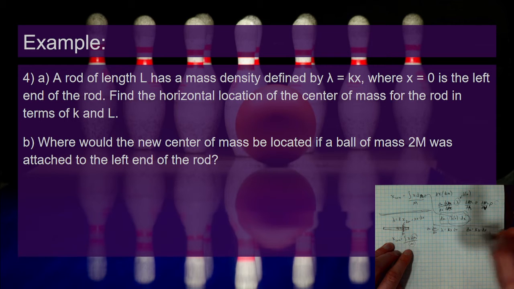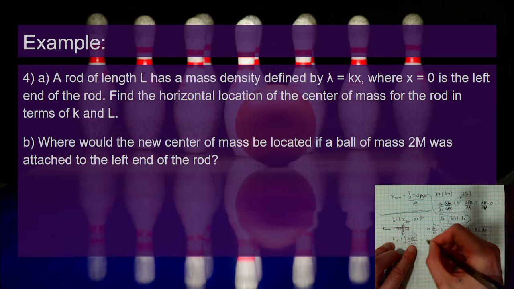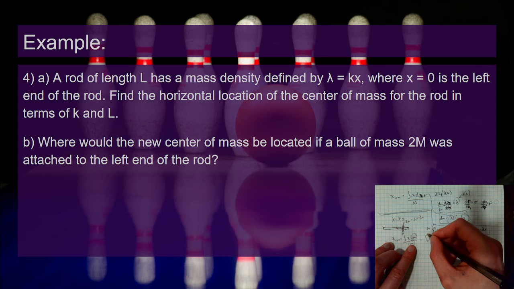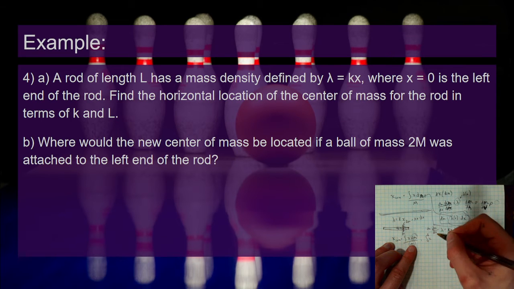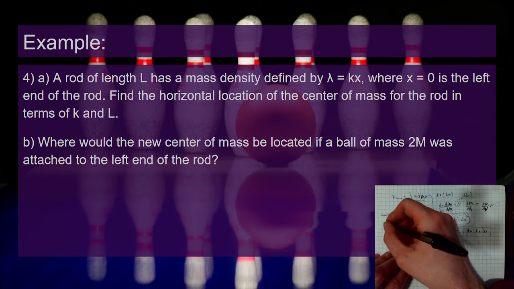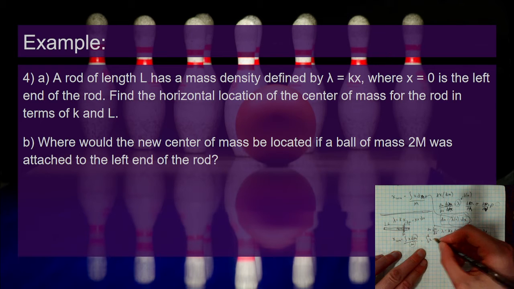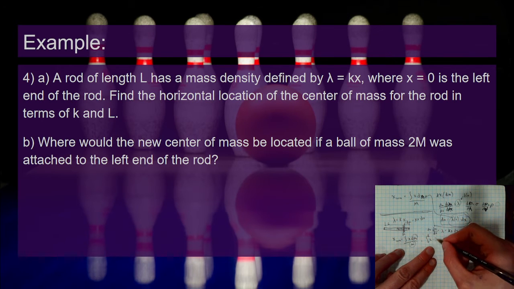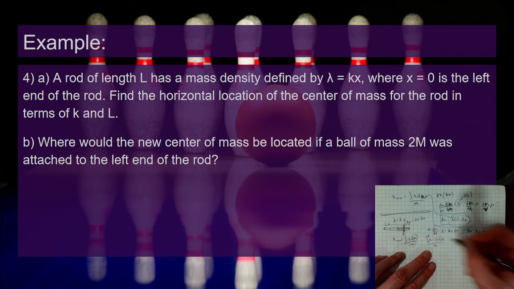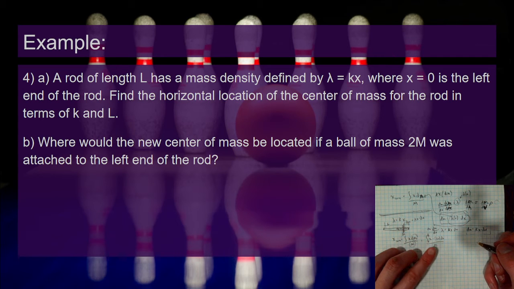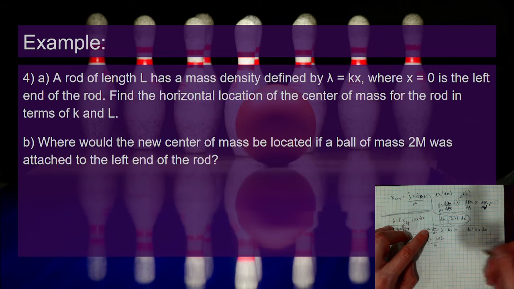Great, so now we've got a function for n. So the integral of x from 0 all the way out to the length of the whole thing, times kx dx, divided by our total mass will give us an answer. The problem is we don't know our total mass, but we do know our mass density.